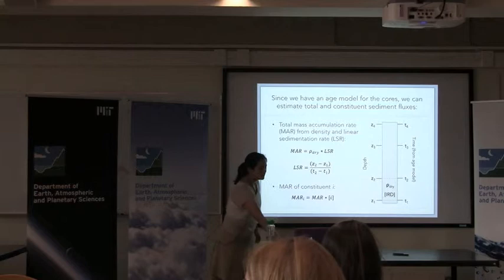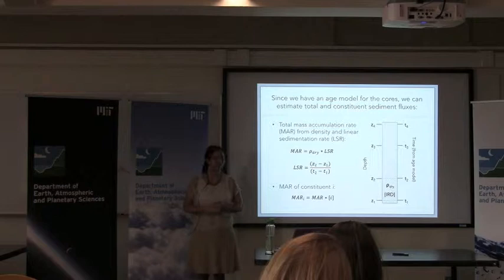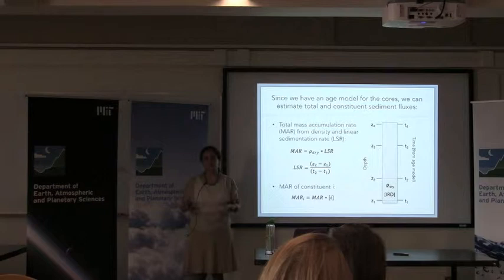The critique of this method in the past, and the reason that we're looking at 230 thorium normalization now, is that this method is limited by uncertainty in the age model. If you take two age model tie points close together, then the uncertainty in the linear sedimentation rate becomes large. But if you take them far apart, then the temporal resolution is low. So there's an inherent trade-off there.